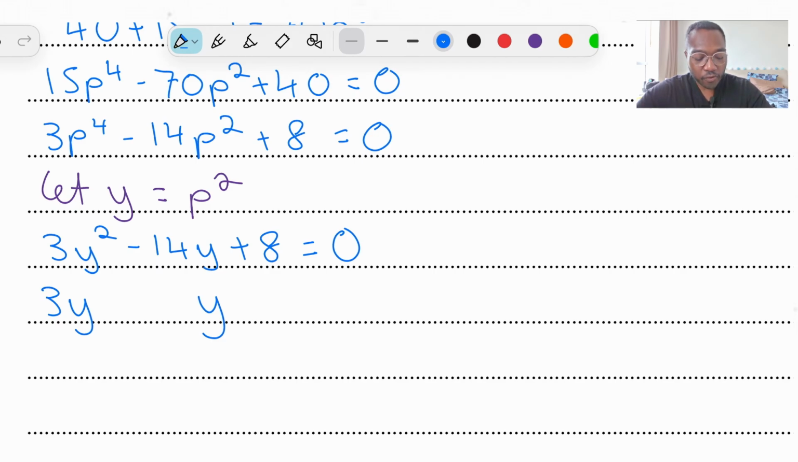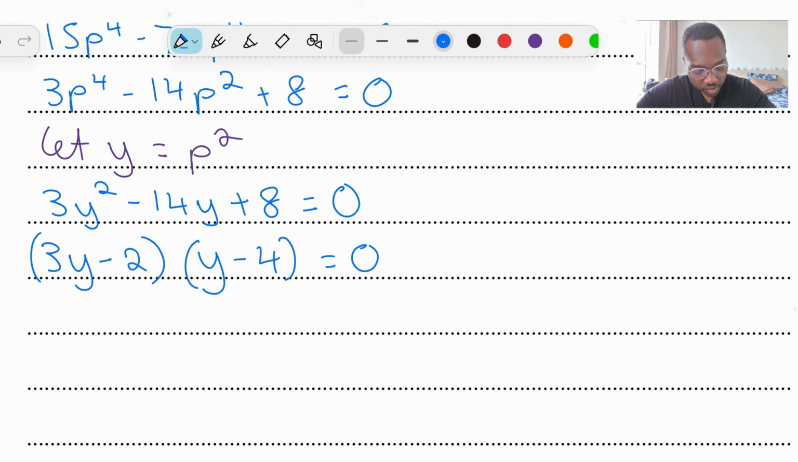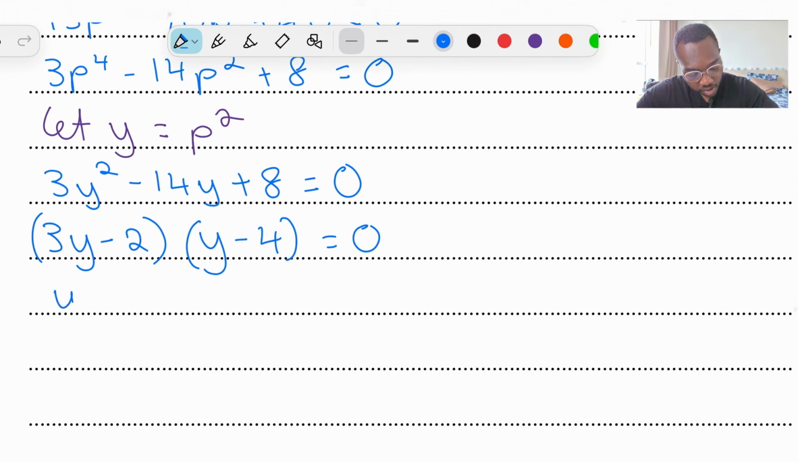So now we've got a 4 and a 2. We've got to think about the way which we can get that. Well, if you think about it, we'll get 14. We can do 3 times minus 4, which gives us minus 12, and then we can do another minus 2, minus 14. So that tells us that it's going to be y minus 4 here, and 3y minus 2 here, and that is equal to 0. And then once you get that, therefore we get y is equal to 2 over 3, and we also get y is equal to 4.